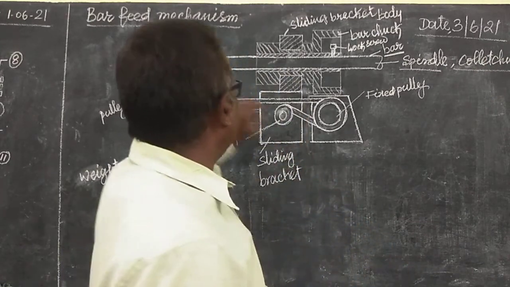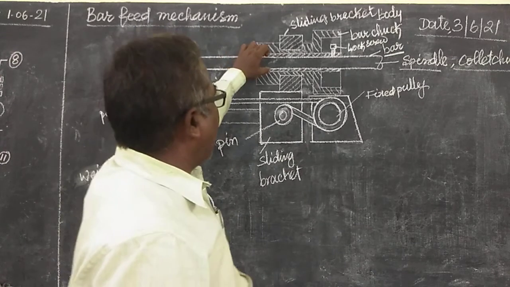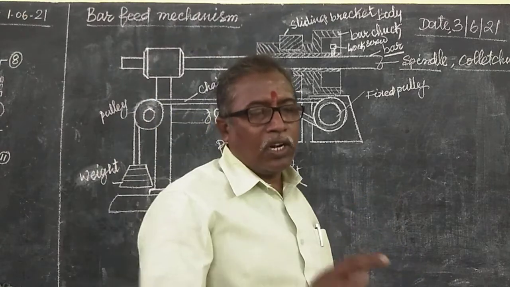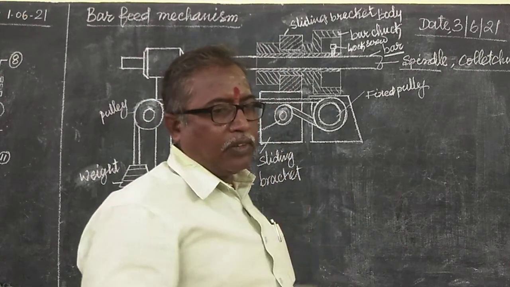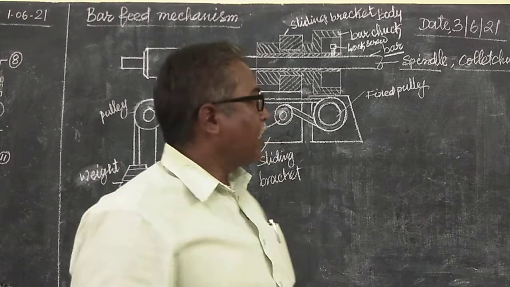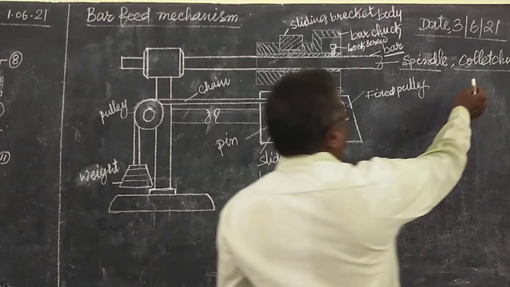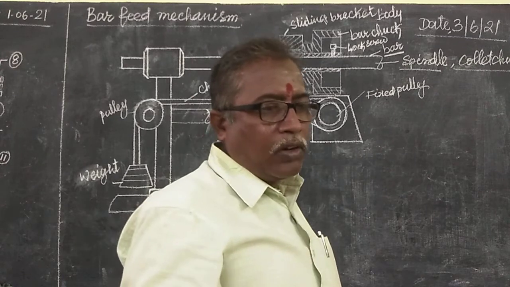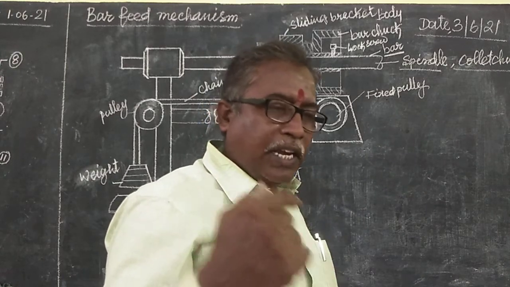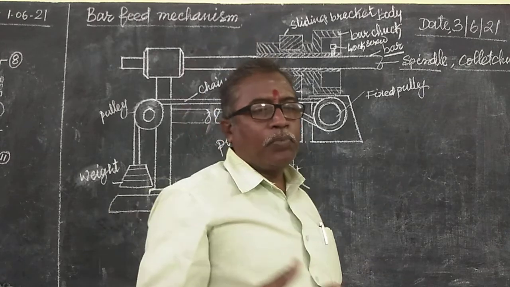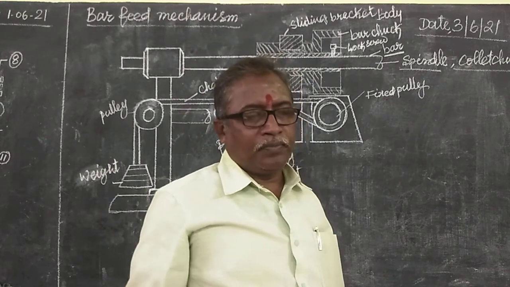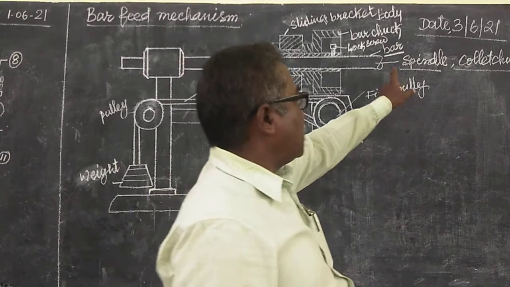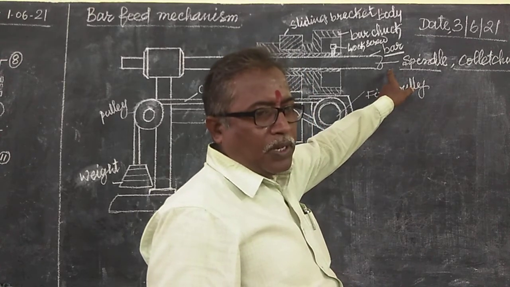This rod is seated on the bush here and the bush here. The lengthy rod will rotate along with the collet chuck. Whenever we are doing the work in the collet chuck, facing over, turning over, drilling over, then grooving over, then parting also over. After parting over, the machine will not be stopped here.